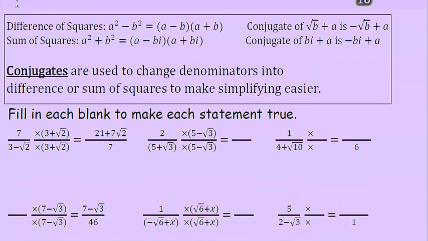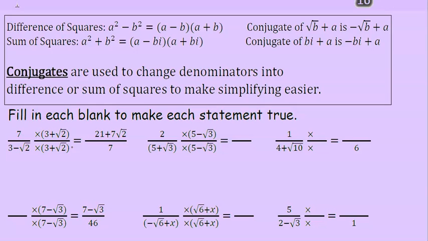Now notice these are a difference of squares. So you have a squared minus b squared. 3 times 3 is 9. Square root 2 times square root 2 is 2. So we have 9 minus 2 equals 7. That's how they got 7 right here.